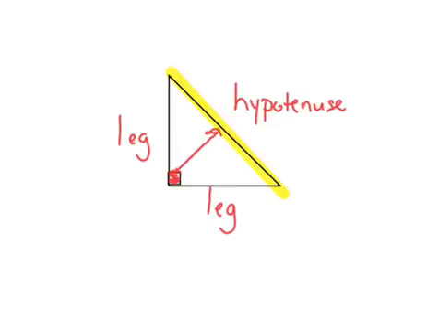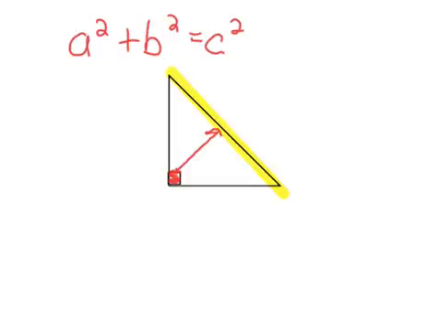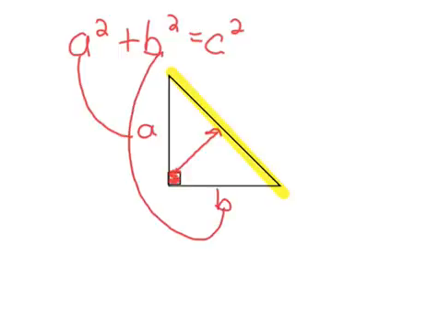Now, on your Pythagorean theorem, remember it's a squared plus b squared equals c squared. And it's important for you to know where those letters go. So that a squared is a leg. The b squared is a leg. And the c squared will always be your hypotenuse.